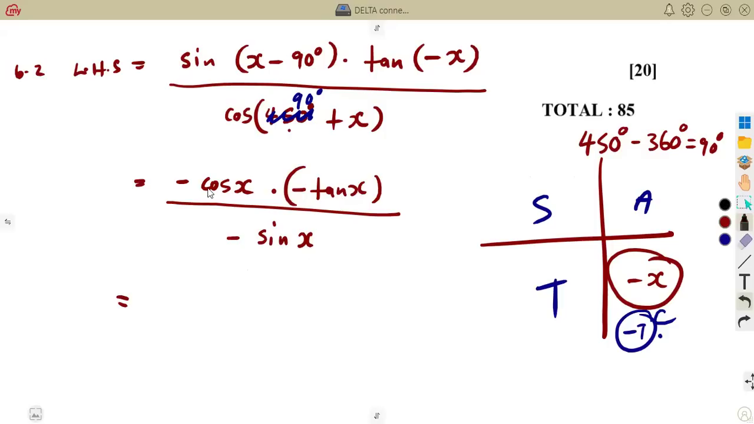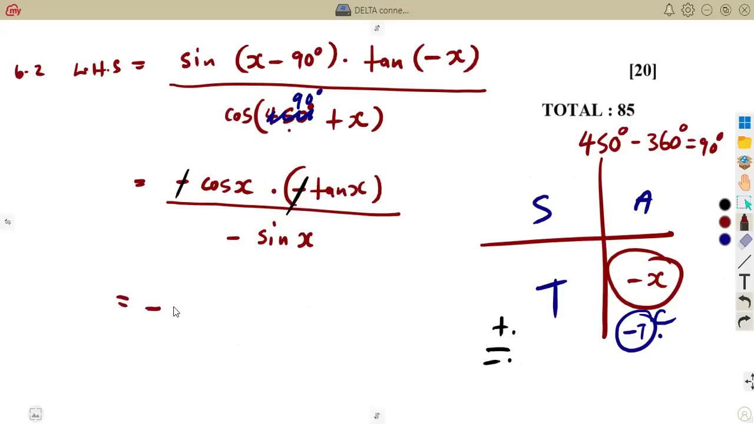So let's deal with the signs. Negative, negative, that's a positive. So we are left with positive over negative. Positive over negative is a negative. So we're going to have negative like this. What is this cos? Can we simplify it?